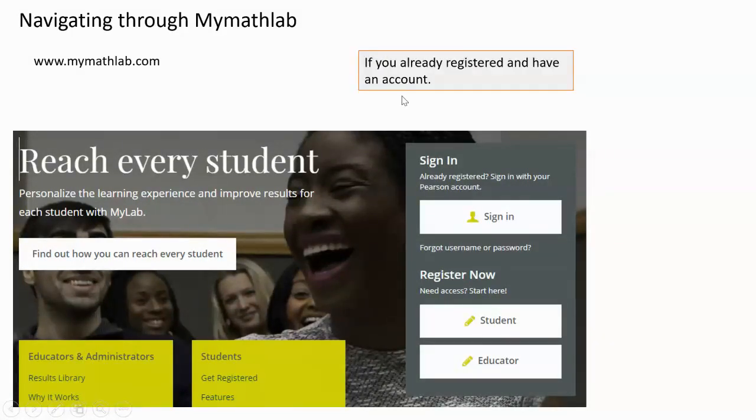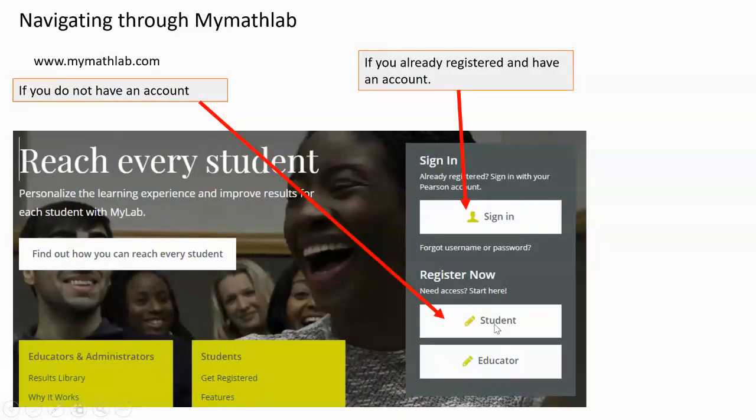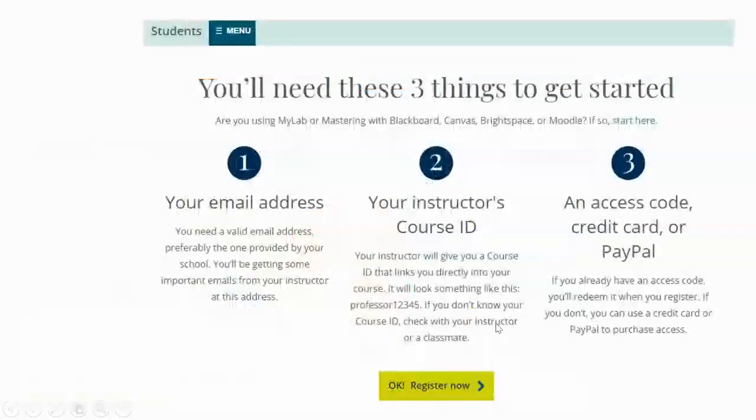Then, if you're already registered and have an account, you're going to sign in. But most students haven't registered to the class. So what they're going to do is go here where it says student, right? They're going to click there. If you don't have an account, you're going to go to student. You click there, and once you click it, it's going to take you to this page here.